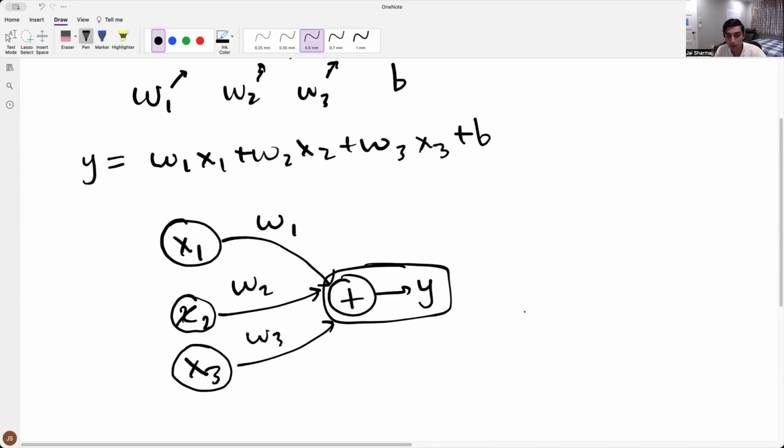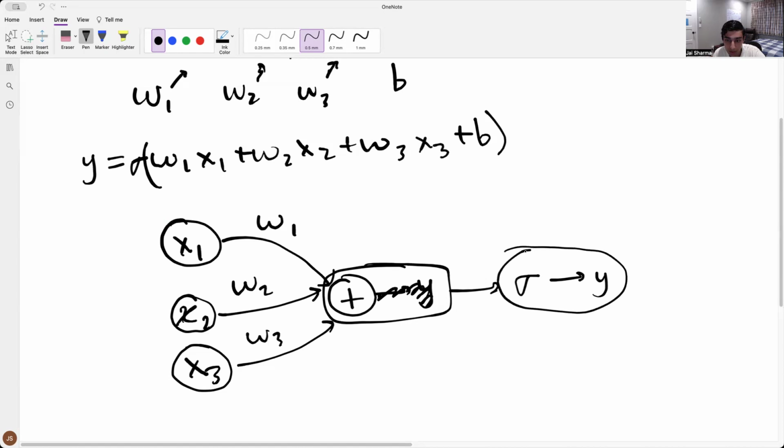And if we were to do a logistic regression, which is the sigmoid function of all of this, all we would do is have this not be y. We would just feed this into sigma, and then that would give us y. And maybe let's just make that another node, right?